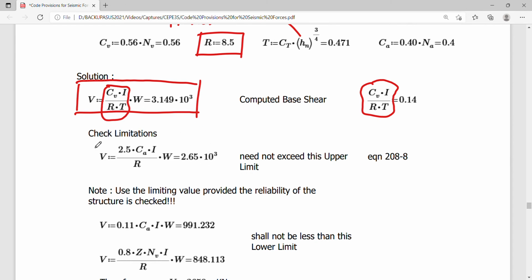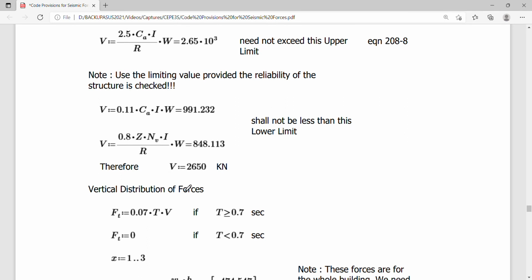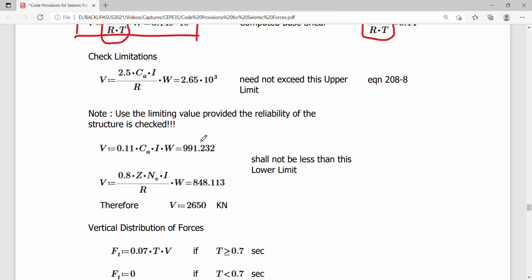Okay, so I'll explain this to you more later. Okay, so let's check also the limiting value in terms of the lower limit, which is 991 and 848. So we have here two formula on the basis of considering a zone 4 limitation and an overall limitation.